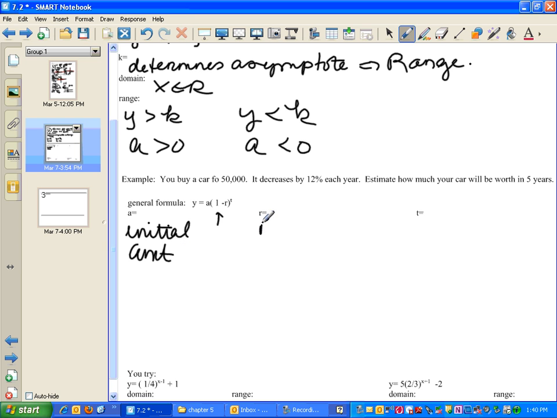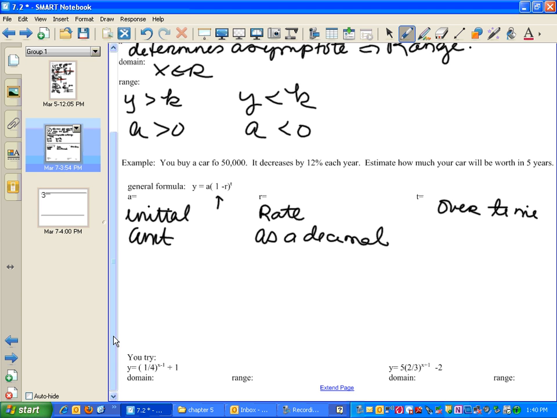R is your rate, and how do we want to write it? As a decimal. And T is over time, whatever your time is. 5 years, so this one's 5. So you buy a car for $50,000. That's what we start with. It decreases by 12% every year. That means it's 1 minus 0.12. How much is it going to be worth in 5 years?